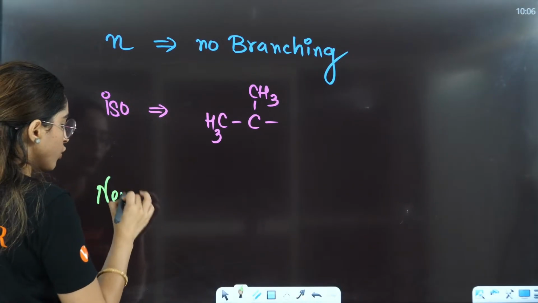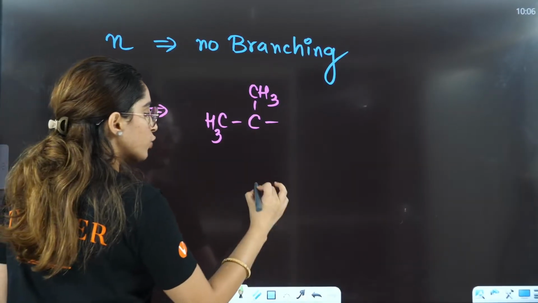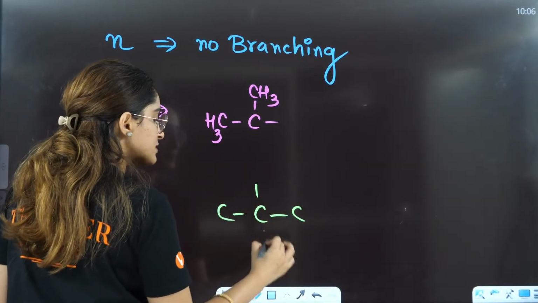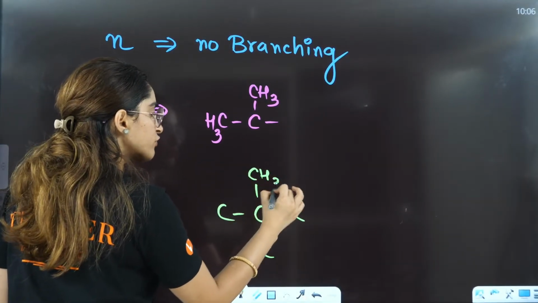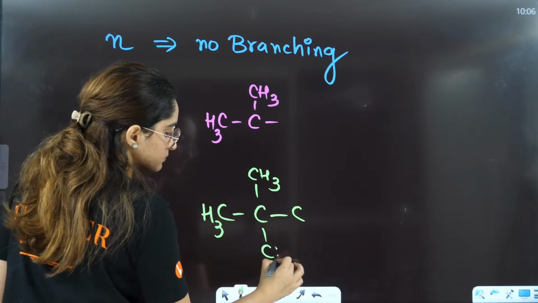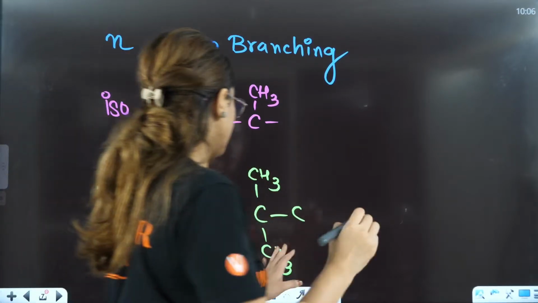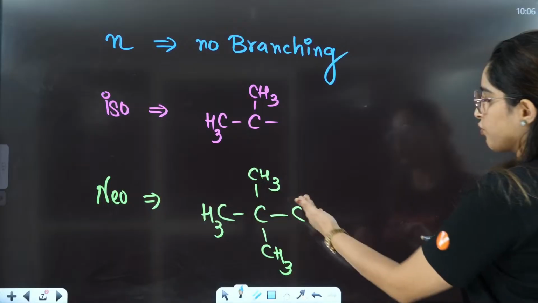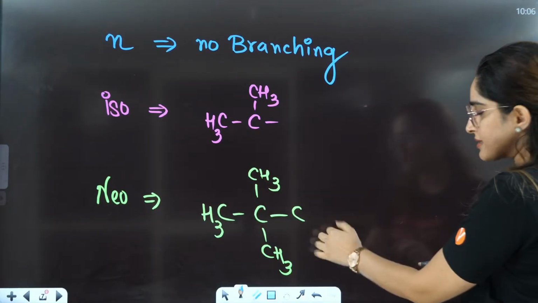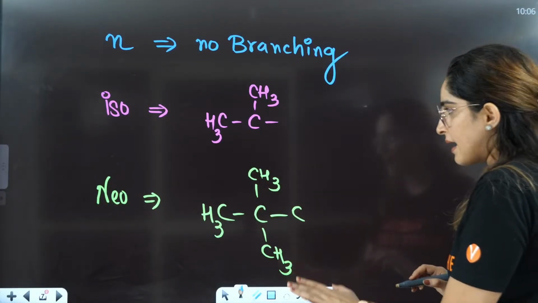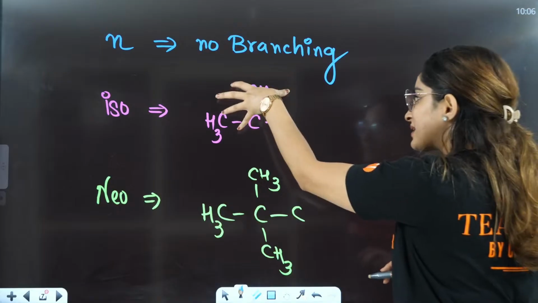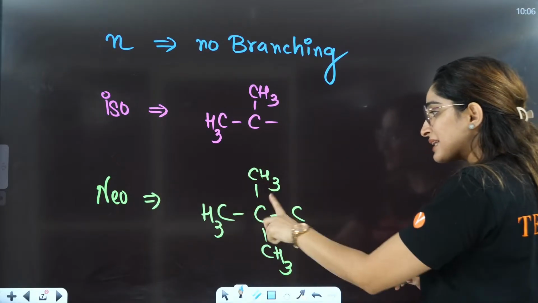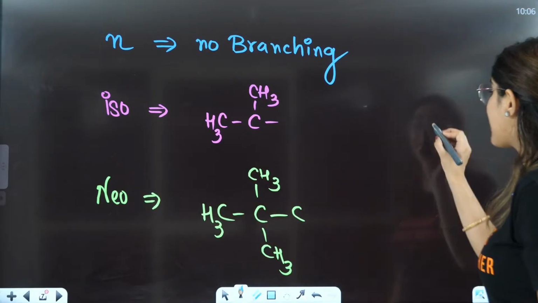Talking about neo, we'll say you should have 4 carbons definitely connected to it. Out of this, 3 should be methyl. Next, we don't know what this is. This can be methyl, this cannot be methyl, doesn't matter, right? But here for iso 2 methyl should be connected, here 3 methyl, but 1 more carbon also.